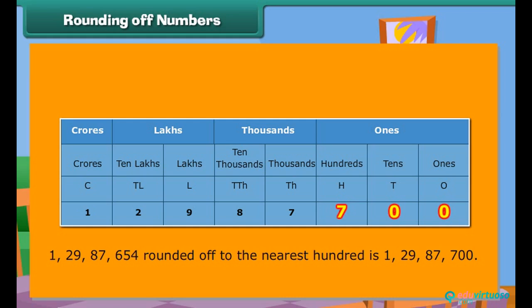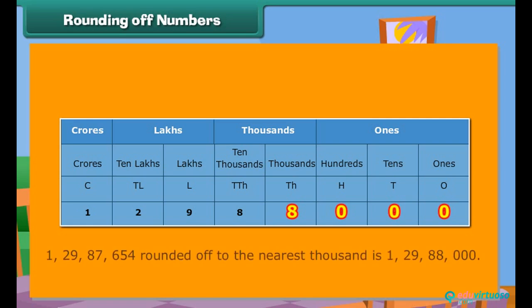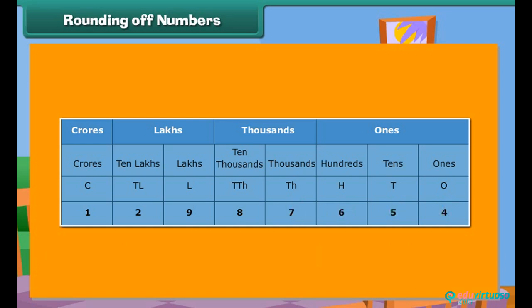We now round off 1,29,87,654 to the nearest 1,000. Take a look at the digit at the hundreds place. It is 6. 6 is greater than 5. We replace it and the digits following it with 0. We increase the digit at thousands place by 1. 1,29,87,654 rounded off to the nearest 1,000 is 1,29,88,000.